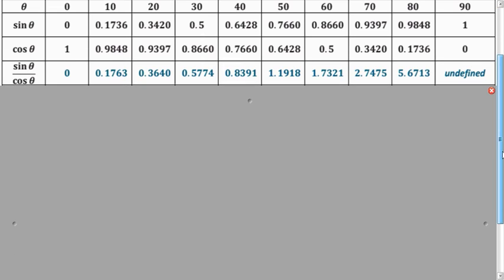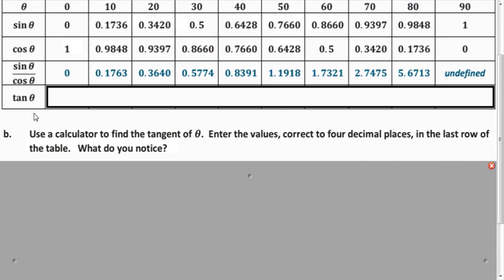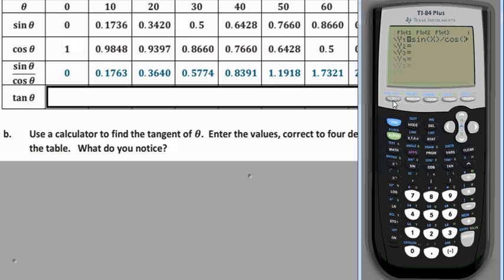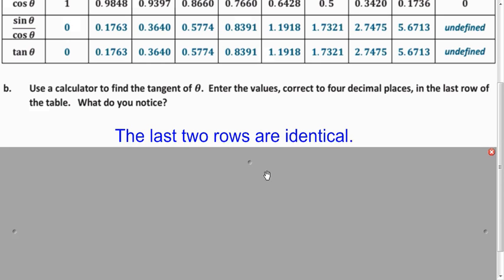Now I want us to do the same idea for the tangent ratio. Let's fill those in and see what happens. So I'm going to put that in the second row here. Tangent of x. Second graph. And what do you notice about these two columns? They are identical. Why does that happen? Is that a coincidence?